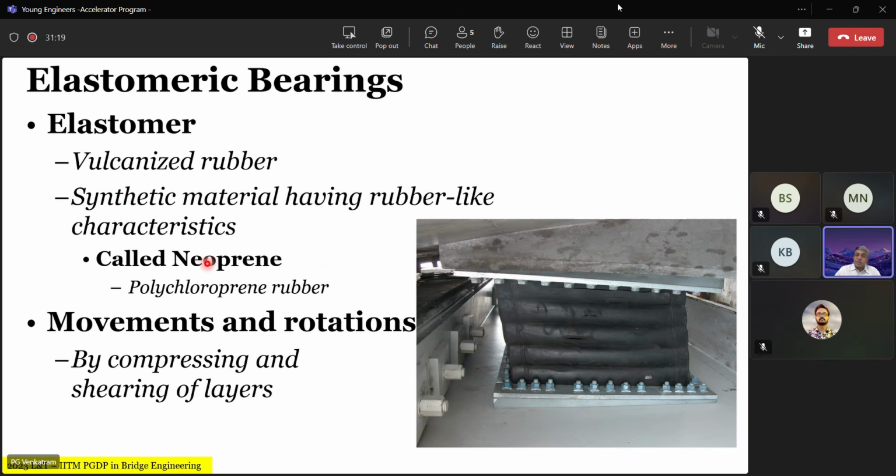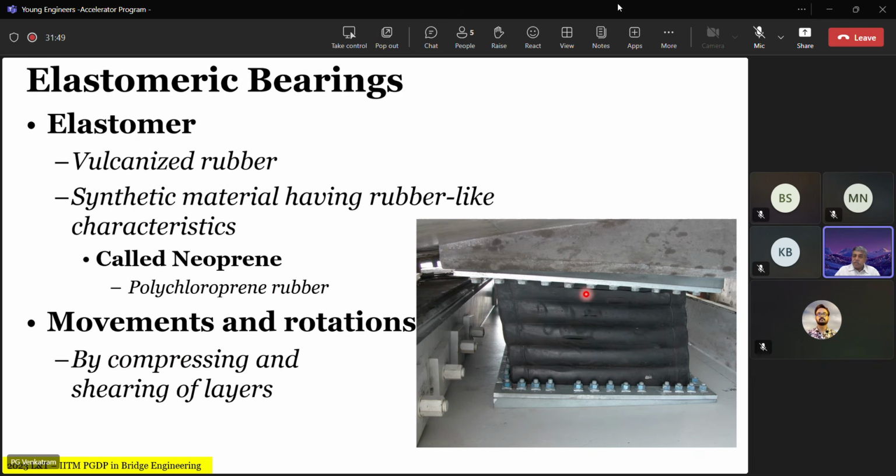These are synthetic rubbers, and they are generally in the form of granules and powders, and under heat they become transformed in what you call the baking or vulcanizing process. They become hardened and black in color. And what do they do? They accommodate both rotations and displacement. The rotations are accommodated by the compressing of the layer.